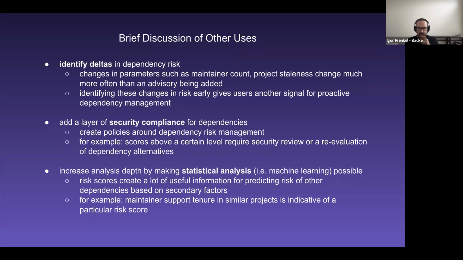So that's the three: identifying historical data and deltas and warning users, compliance, and statistical analysis. Obviously there are other things that are possible. I just want to give my thinking about why I think this is useful for the team.